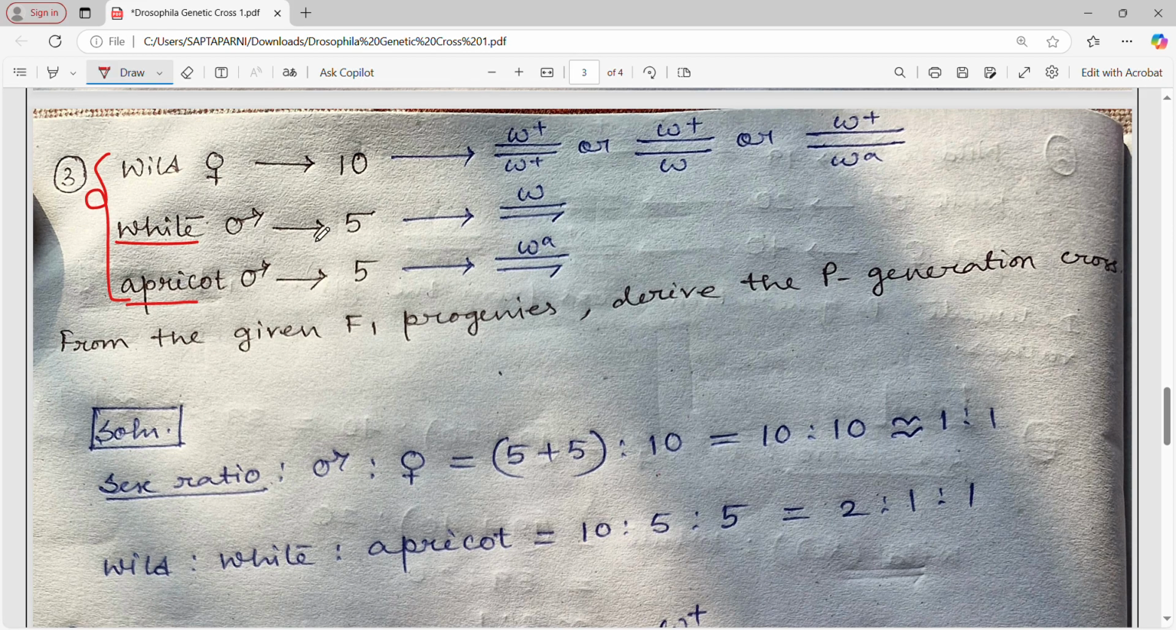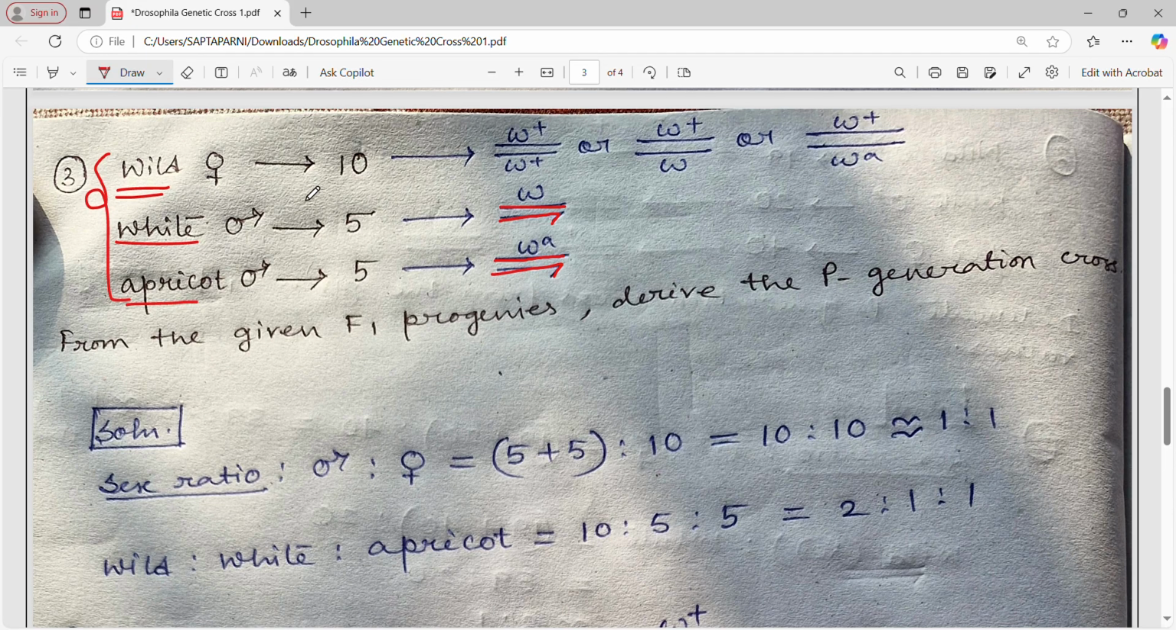So obviously for white male there will be the W allele on X chromosome and obviously Y chromosome is there. And for apricot, we are taking WA as the apricot allele or mutant allele. So obviously there will be WA allele on the X chromosome, and obviously there is Y chromosome present. Now there is also wild type female.